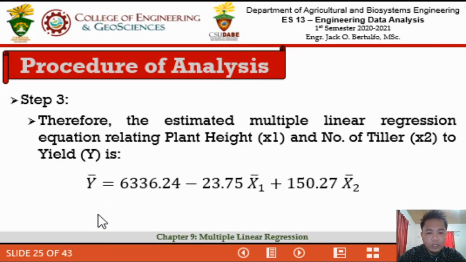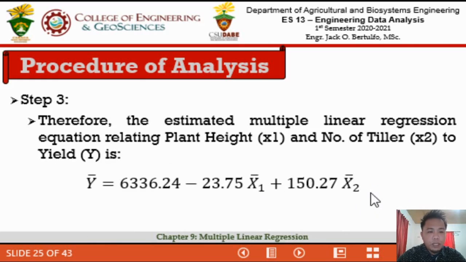Now, our equation is finished. Therefore, the estimated multiple linear regression equation relating plant height, which is x1, and the number of tillers, x2, to yield is y equal to 6,336.24 minus 23.75 x1 plus 150.27 x2. This is now the equation in order to calculate the average yield relating to the plant height and the number of tillers.